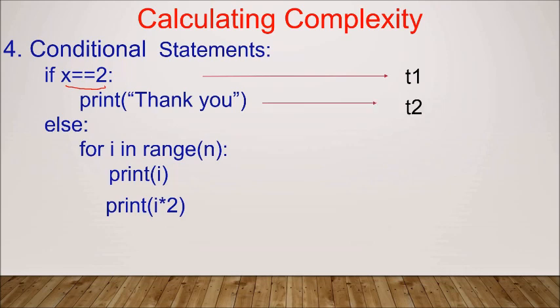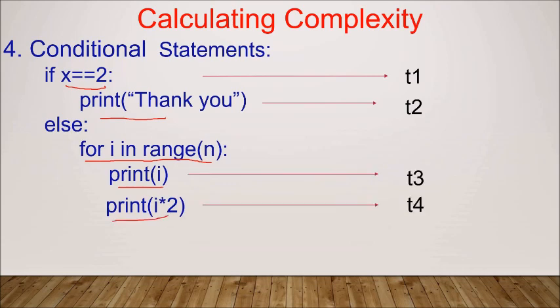Then comes this print statement. Obviously it will also take some time. This statement will take time t2. So in all, how much time will be needed? t1 plus t2. And if else is executed, in that case this loop will execute. This loop will execute n times, and constant time will be required to print i and print i into 2. Suppose t3 and t4.